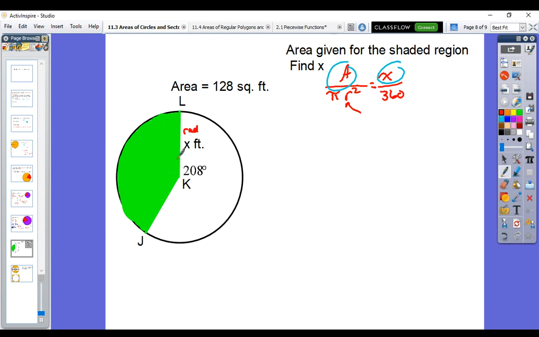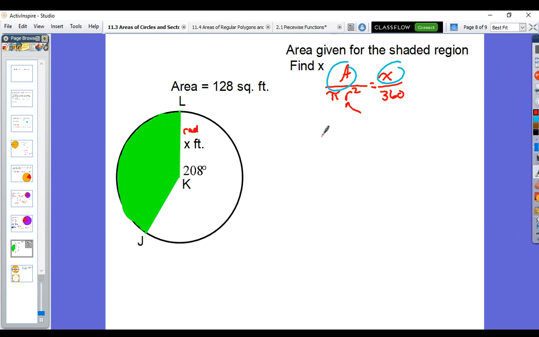So look at the problem over here. It says area is 128. So we got that 128 over pi r squared equals. We need our degrees of the sector. So we're looking for this. It is not 208. Understand this 208, if you use common sense, half of a circle is 180. Well, if the white represents more than half, that means this 208 represents that. So to find this right here, we're going to just take 360 minus 208. That gives us 152. So that'd be the degrees of the sector.